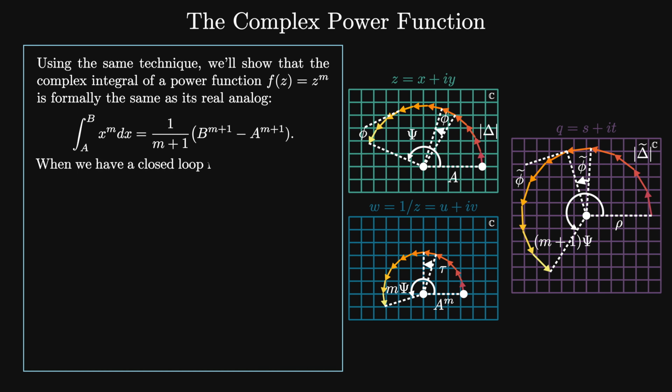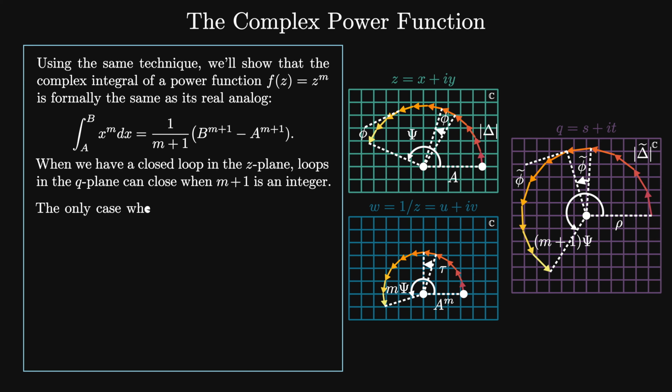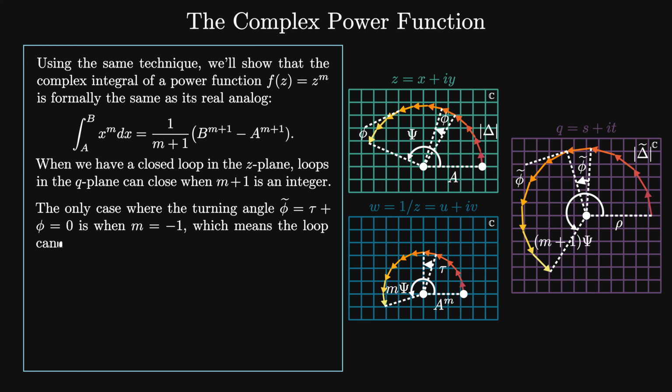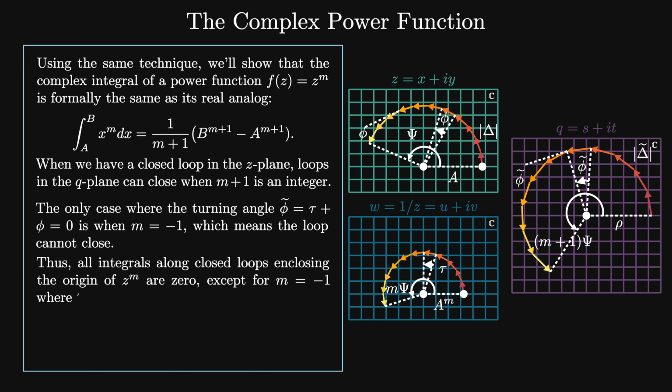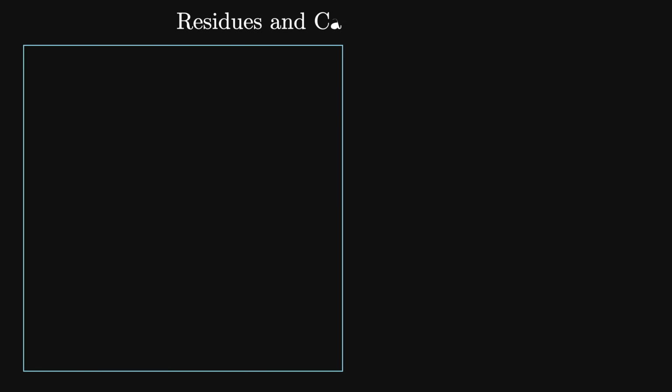When we have a closed loop in the z-plane, loops in the q-plane can also close when m plus 1 is an integer. The only case where the turning angle phi tilde equals tau plus phi equals 0 is when m equals minus 1, which means the loop cannot close. Thus, all integrals along closed loops enclosing the origin of z^m are 0, except for m equals minus 1, where the integral is equal to 2 pi i.